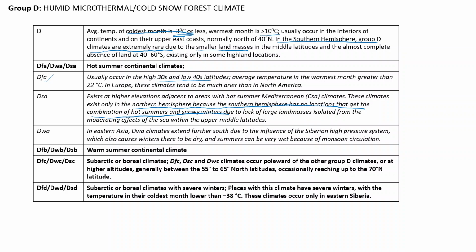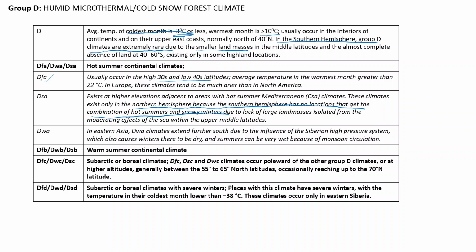We all understand this, that Siberia, which is a part of Russia, is the coldest place on the earth, and we have these locations which have very high pressure systems. So the coolness over there, the low temperatures, cause the winters to be extremely dry, but because of the high pressure anticyclonic circulation patterns over there, we can have the monsoon circulation during the summer. So summers can be very wet as well.